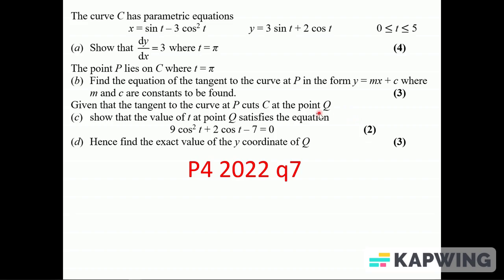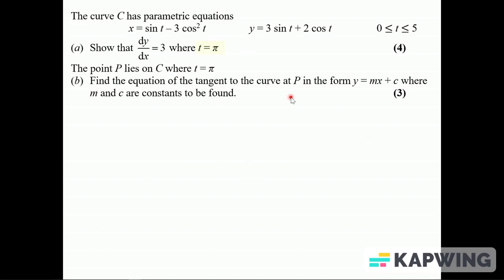Right, we've got the parametric equation question from the P4 2022 paper. We've got the parametric equations, find dy over dx, and the equation of the tangent. So here we go. Now it says t is equal to pi at P. So it's worth remembering for this question that sine of pi is equal to 0, and the cos of pi is -1.